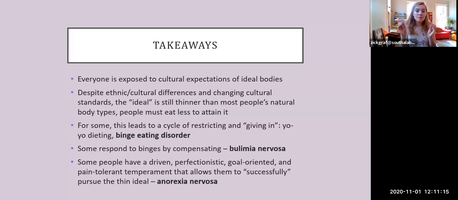And some people, a very small subset of people, have the driven, perfectionistic, goal-oriented, pain-tolerant temperament that actually allows them to successfully, quote unquote, pursue the thin ideal by losing substantial amounts of weight. And these are people who are at really high risk for anorexia nervosa and atypical anorexia.